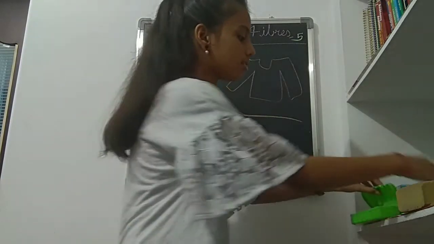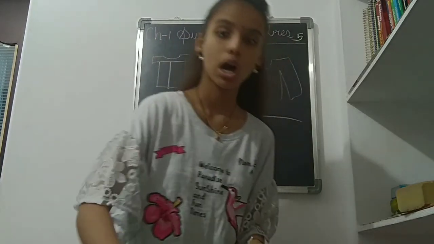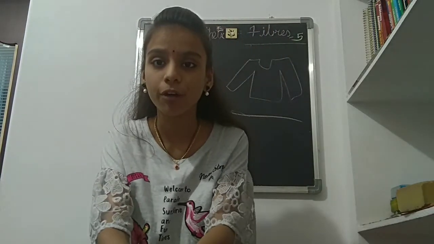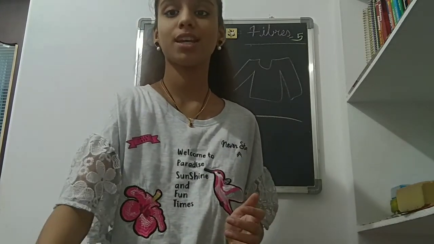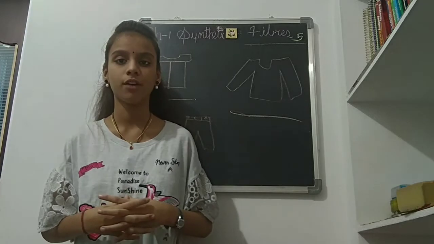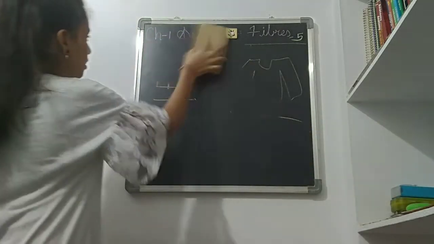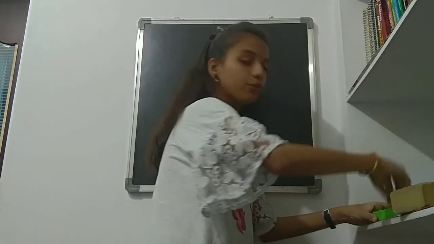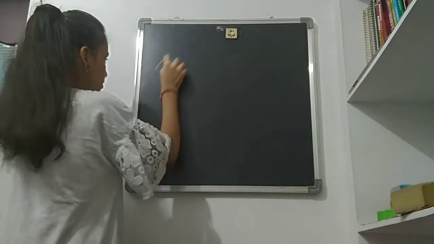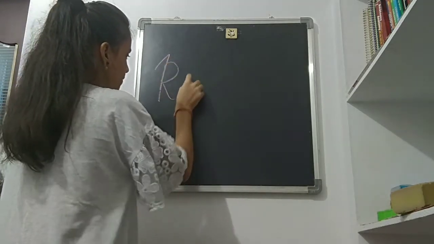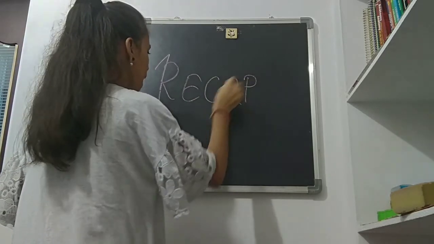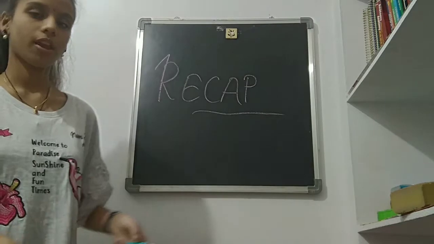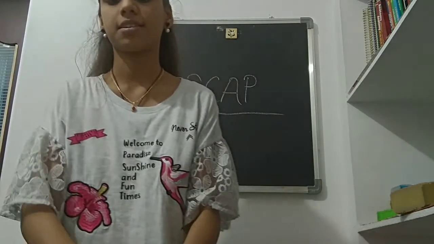So this is all about synthetic fibers. And let us give a small recap with pictures of synthetic fibers. Fibers that are made by human beings are called synthetic fibers. They are produced from coal, petroleum and natural gas. Recap. Okay, next.